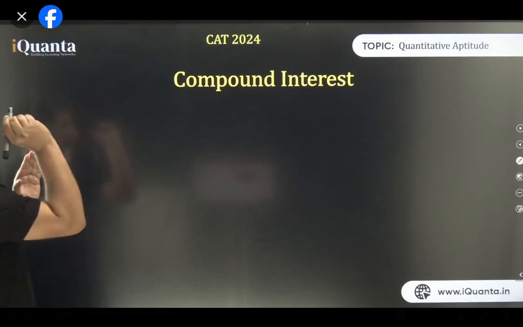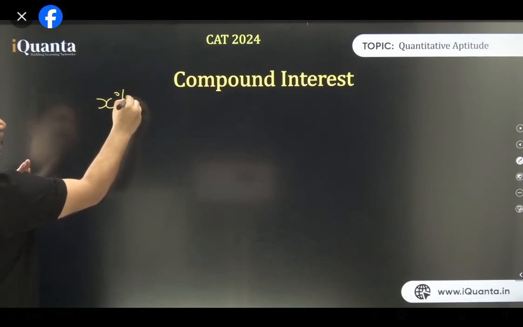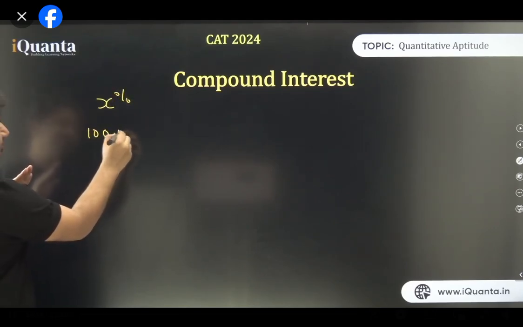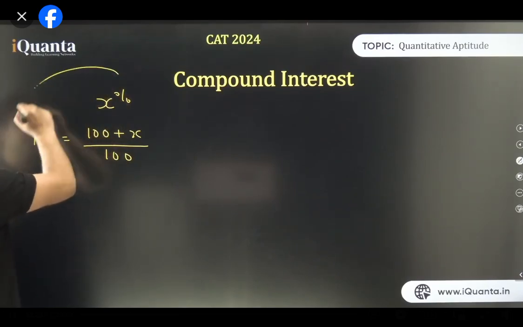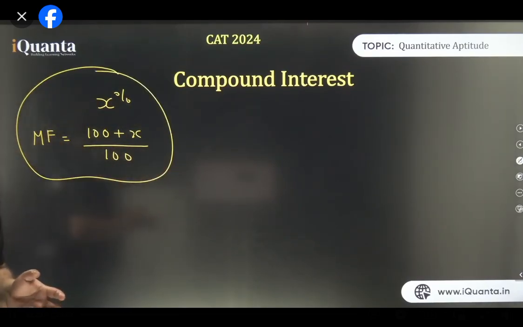If we want to increase something by x%, then we multiply it by 100 plus x by 100. I'm taking it very slow. This is what we call the multiplying factor. This is what you remember from the previous sessions. Yes or no? Sheikh will come to that if R is different. This is what you know already.